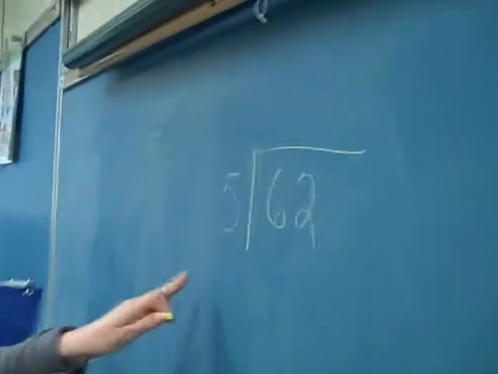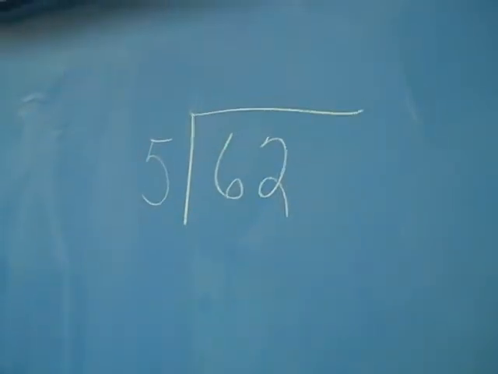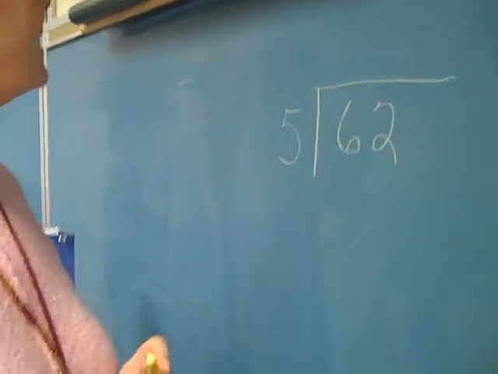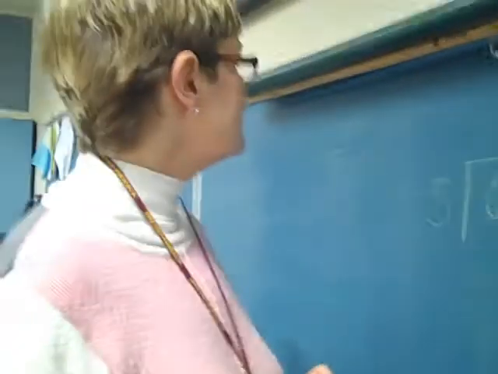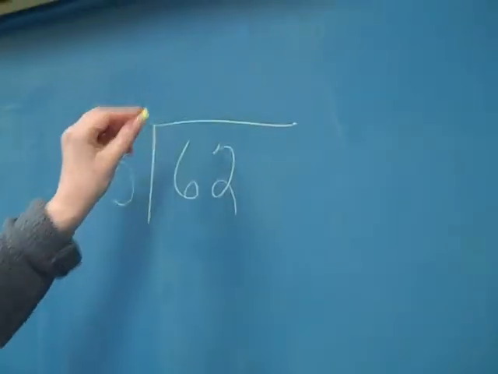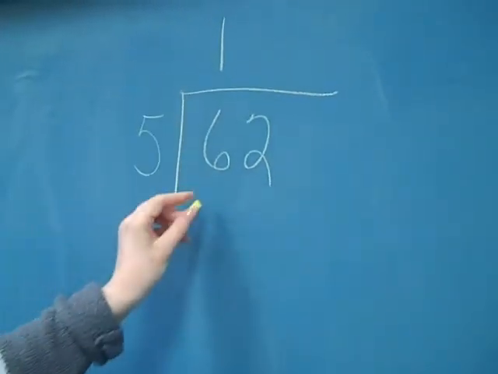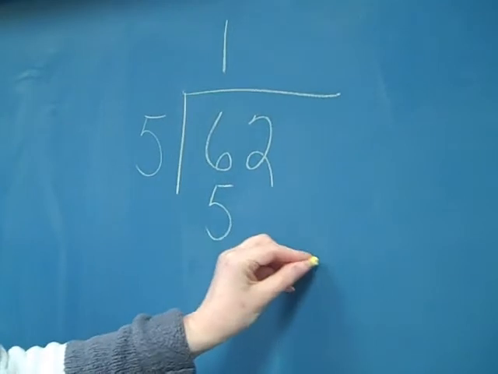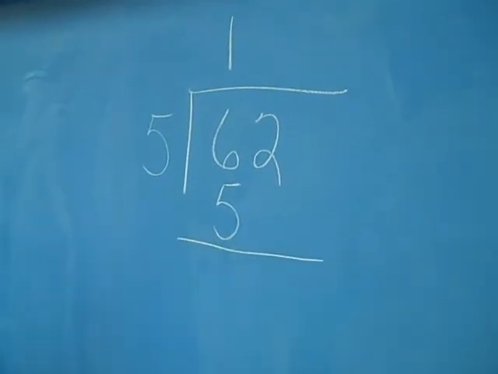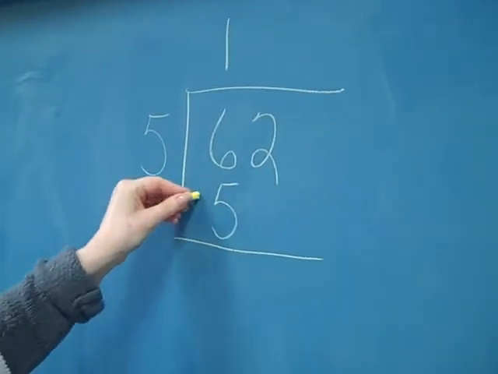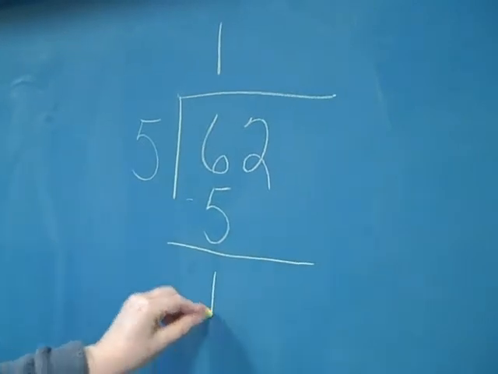I'm going to do a division problem for you. Our problem is 62 divided by 5. The first thing I ask myself is, how many times does 5 go into 6? I know it's 1, so I put a 1 above the 6. Then I multiply 5 times 1, and I get 5. Draw my line, and I subtract 5 from 6, and I get 1.